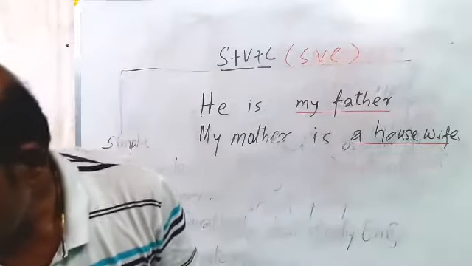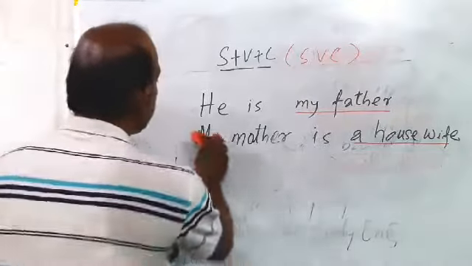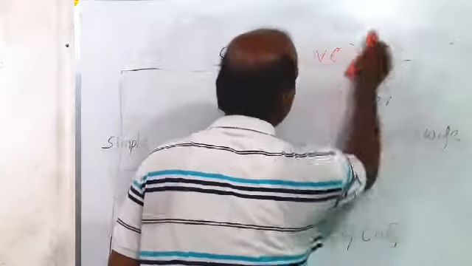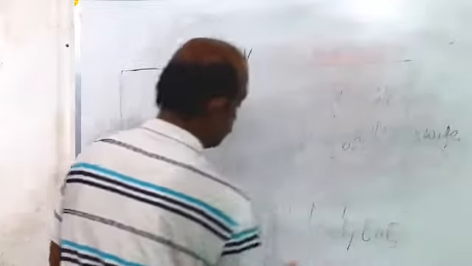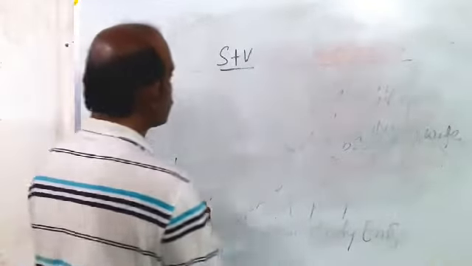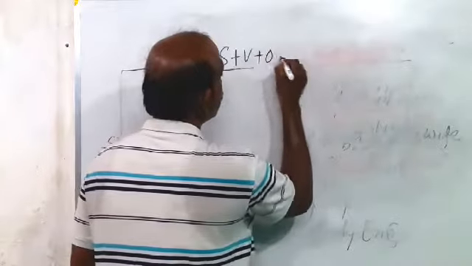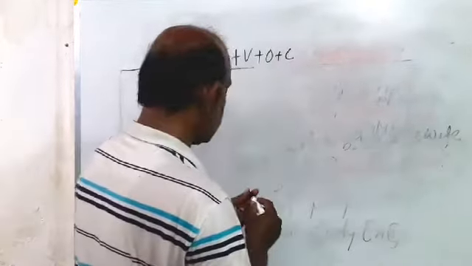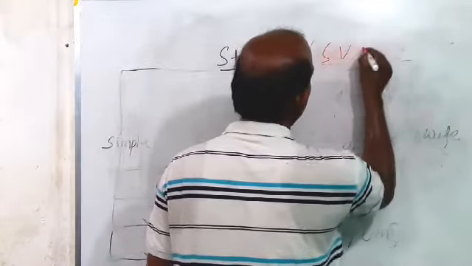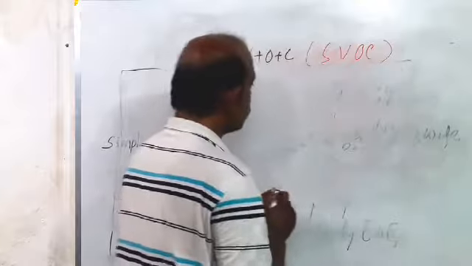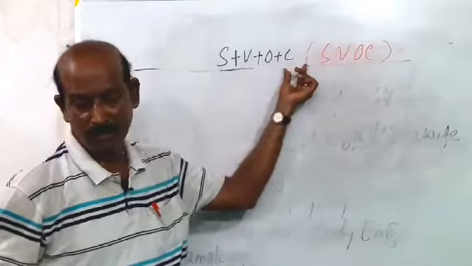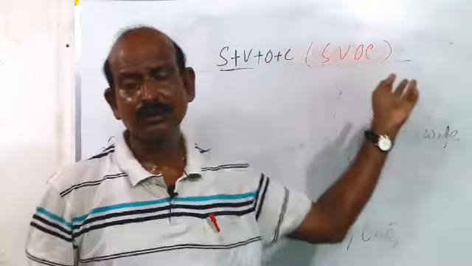The last pattern of the simple sentence, follow, is SVOC, that is, subject plus verb plus object plus complement.